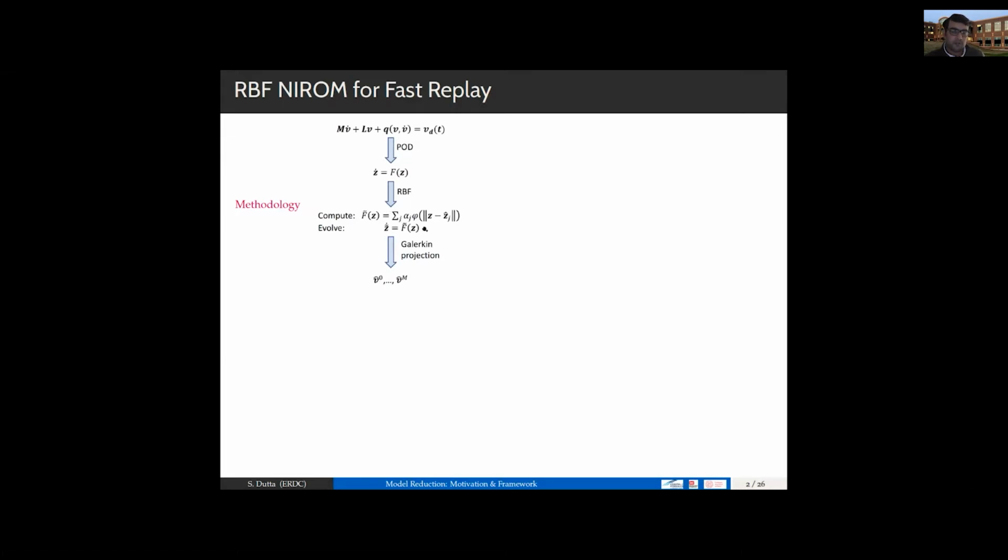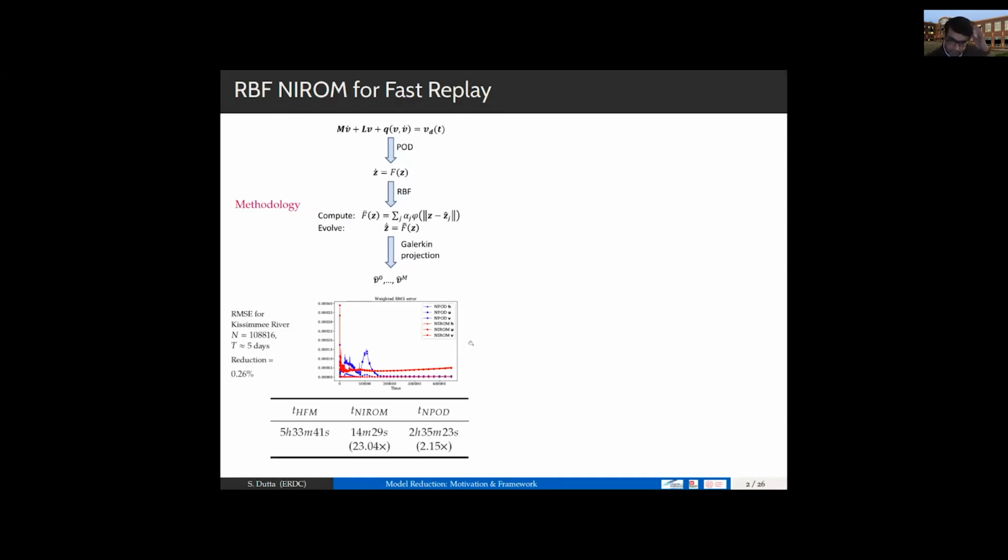Using this RBF approximation, we can now evolve our coefficients in time for different time steps if needed, and then again do the Galerkin projection to reconstruct our full order solutions. Using this methodology, we were able to show that even in some real world examples governed by the shallow water equations, for instance, I'm showing here a riverine flow example in the Kissimmee River in Florida, where the original high fidelity system has about 250,000 degrees of freedom.